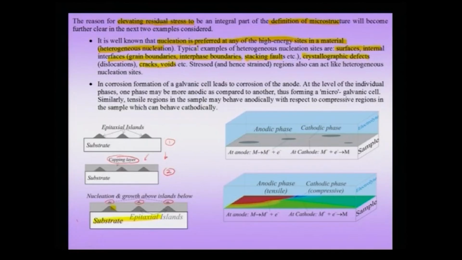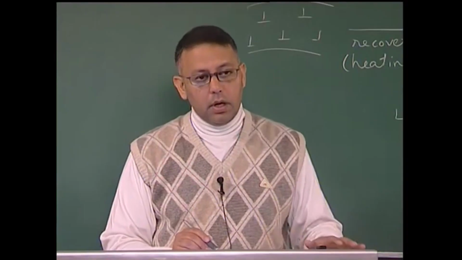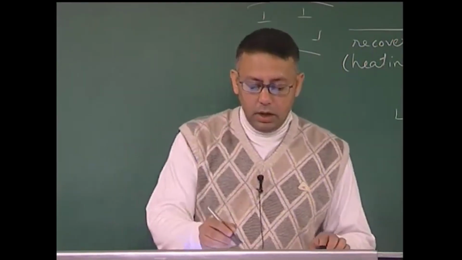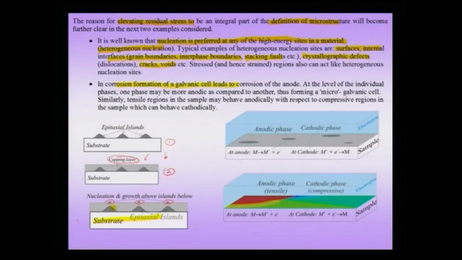Now, another example is coming from corrosion and the formation of a galvanic cell. In corrosion, the formation of a galvanic cell leads to the corrosion of an anode. That means an anode preferentially dissolves when you actually have an electrochemical cell or a galvanic cell forming. At the level of the individual phases, one or more phases may be anodic with respect to the other, thus forming a micro galvanic cell.